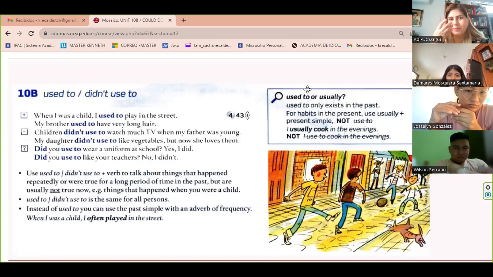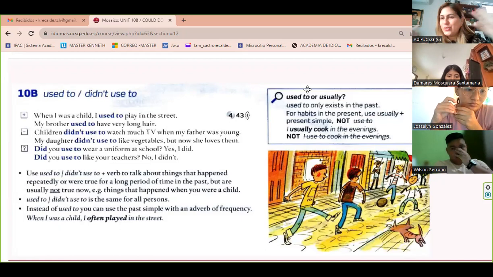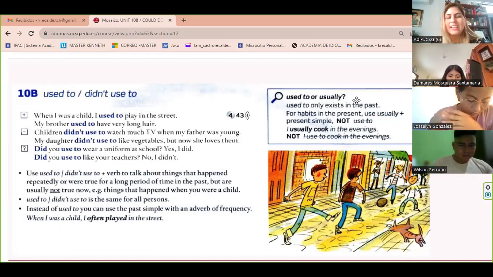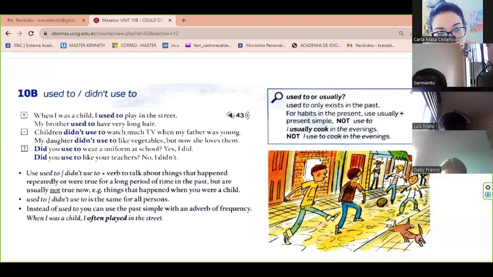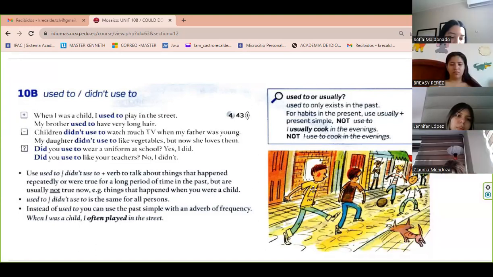Okay? For example, I can say, when I was a child, or when I was a 3-year-old girl, I used to watch Rugrats in the past. Now I don't do it anymore. I don't watch it anymore. That's used to. So let's read the sentences that are here, and then we're going to use them in sentences. I am going to ask, could you please, my dear Bresi, read the 2 exercises in positive?